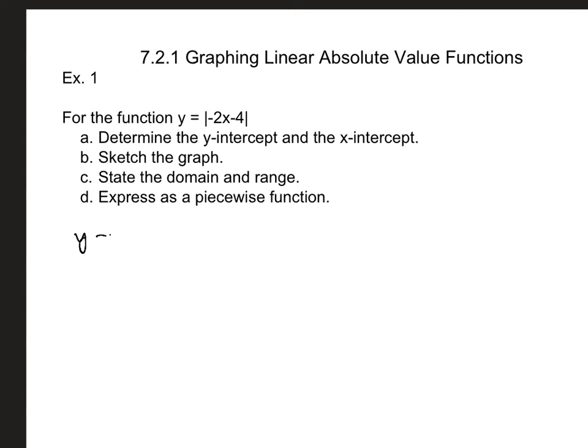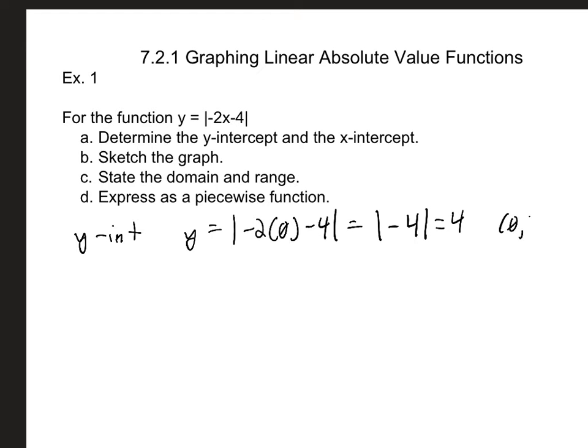So we'll start by finding the y-intercept. To find the y-intercept, we want to make x equal to 0. So this is the absolute value of negative 2 times 0, subtract 4. Negative 2 times 0 is simply 0. So we want the absolute value of negative 4, which is 4. If we want this as a coordinate, our y-intercept would be (0, 4).